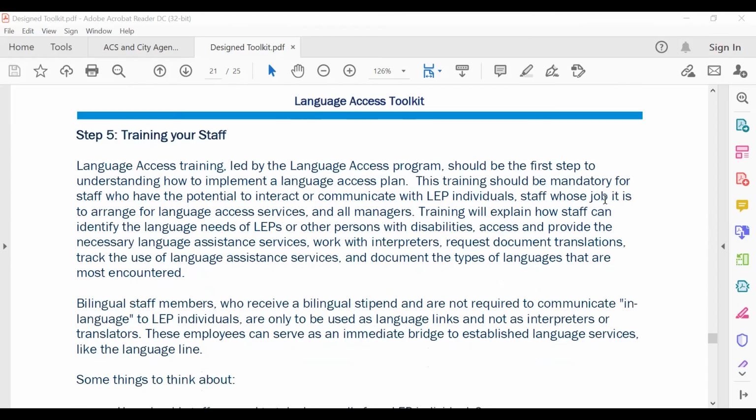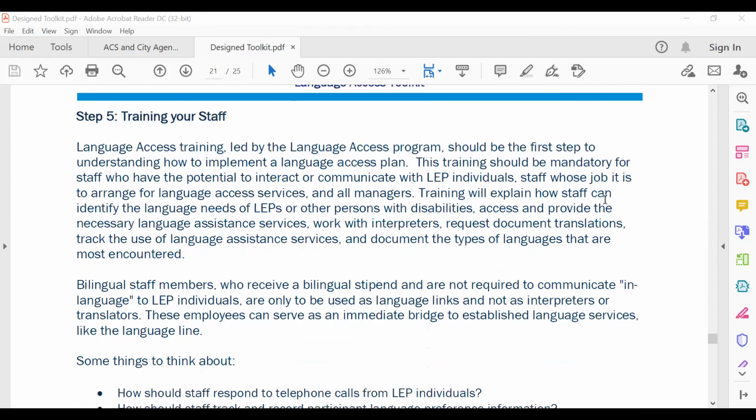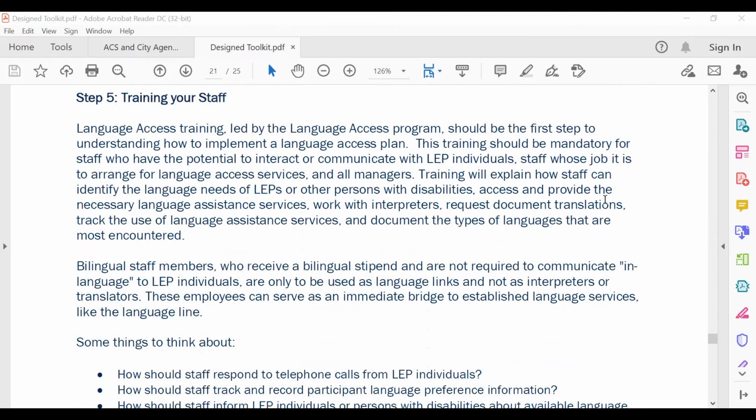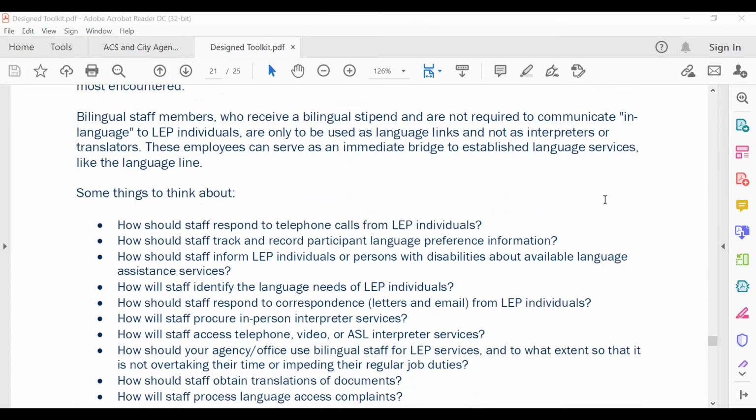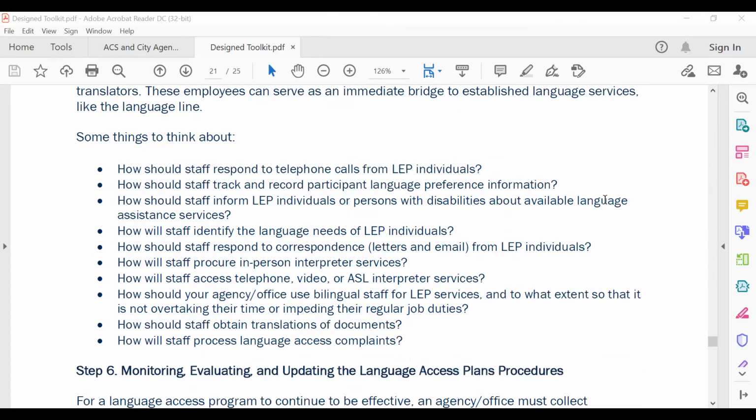Step 5 is determining how you're going to train your staff. How is everyone going to be aware that there is a language access program? And then how is everyone going to be aware of the resources available and who to contact for those kinds of resources? So some things to think about. We do have a couple of questions here to help you with how to actually work with your employees and staff, and how they're going to work when they actually encounter an LEP individual.